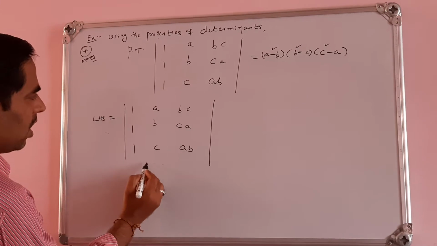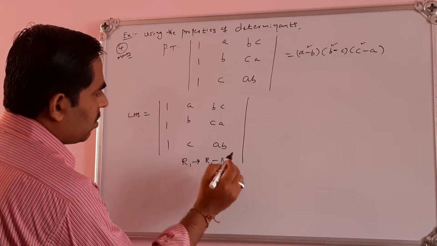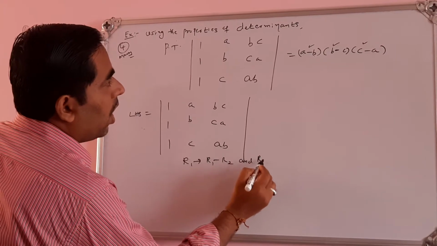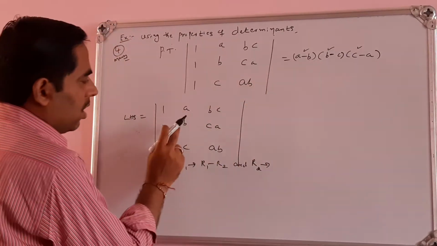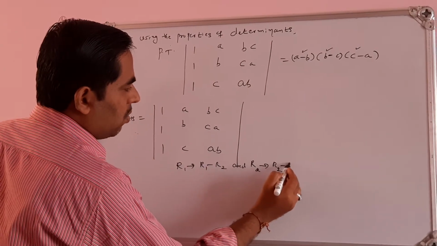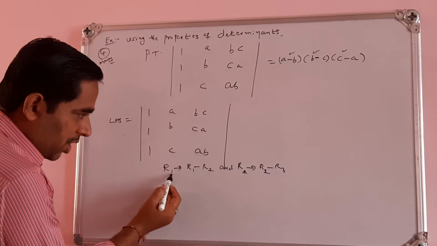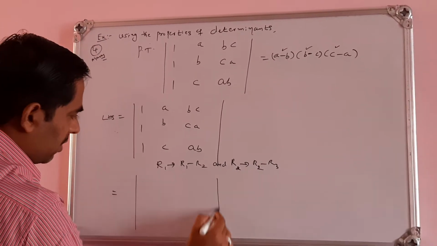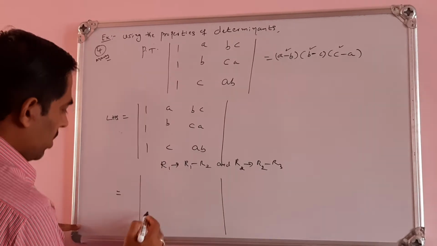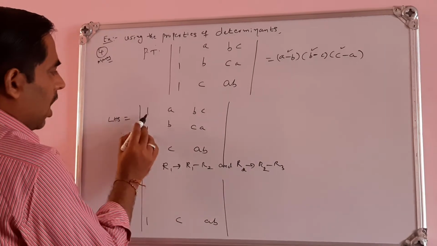So consider the LHS and I can apply on the first row. The first row changes to R1 minus R2, and the second row changes to R2 minus R3. So 2 operations at a time. I am going to change the first row and second row. So what happens in the next step? I can write the determinant. First row and second row will change, and I will write the third row. So I have to go row wise.